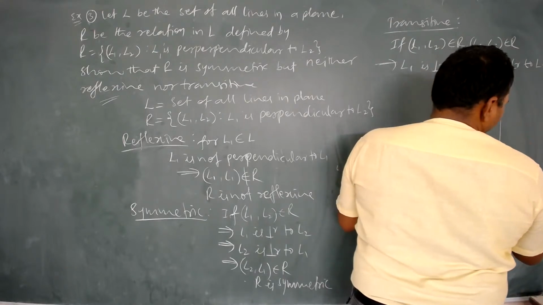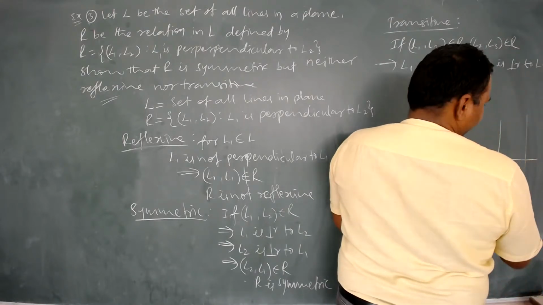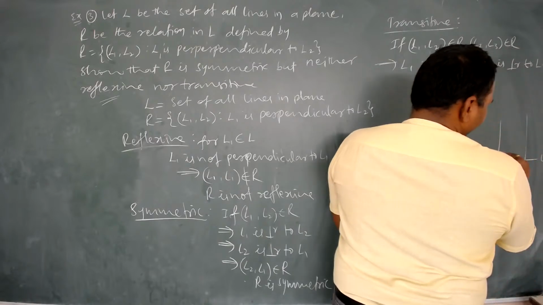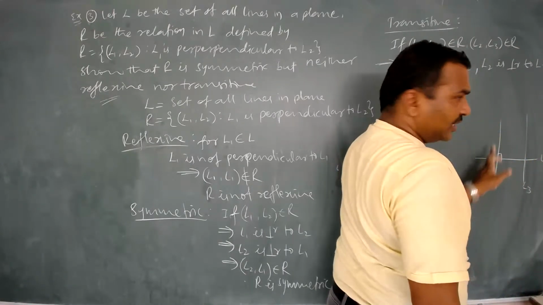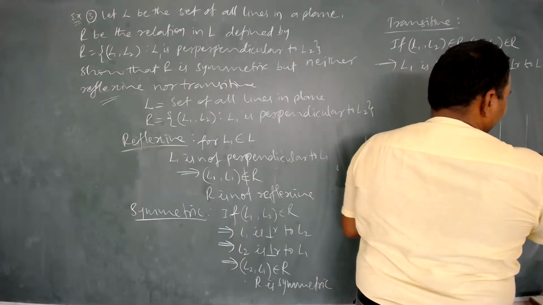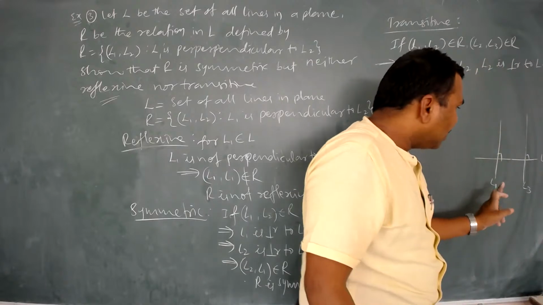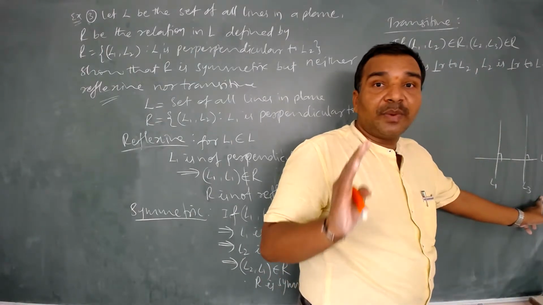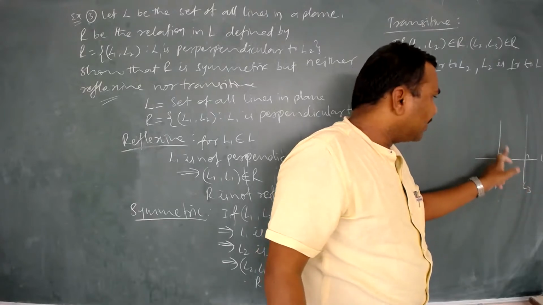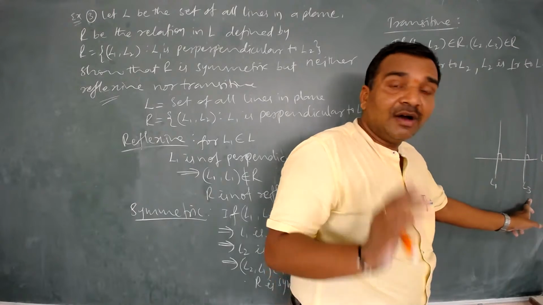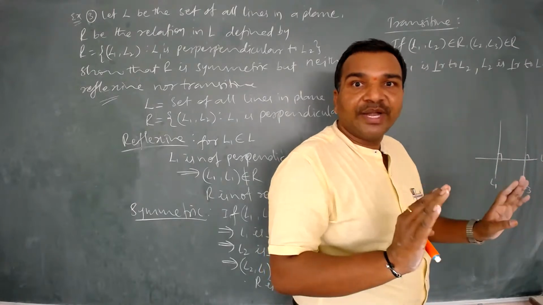Observe, this is the first line, second line, third line: L1, L2, L3. What can we say? L1 is perpendicular to L2. These two lines are perpendicular. L2 is perpendicular to L3. These two lines are perpendicular. What about L1 and L3? These are parallel. Parallel means not perpendicular. Correct? L1 is perpendicular to L2, L2 is perpendicular to L3, but L1 and L3 are parallel, not perpendicular.